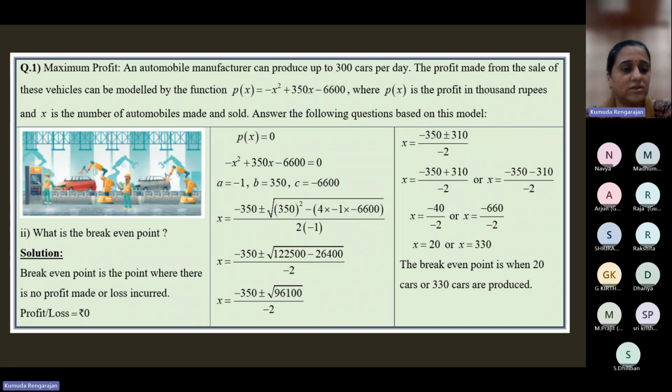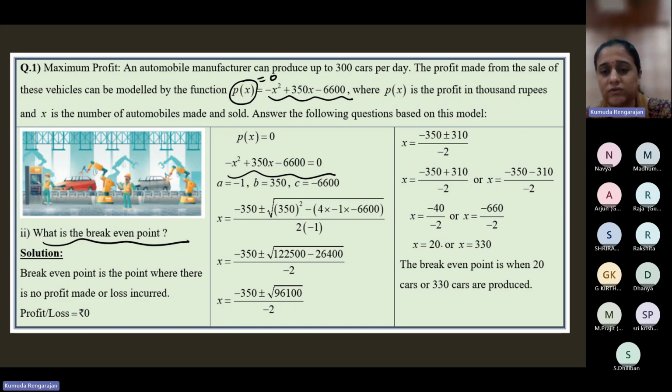So the second question was, what is the break-even point? Break-even point is when this one is 0. When this one is 0, the profit is 0. This one is 0 meaning you'll have to solve the quadratic equation, find the two values of x. I've used the quadratic formula. From these values, you understand that the parabola cuts the x-axis at 20 and 330. So the break-even point is 20 cars or 330 cars. When the company produces 20 cars or 330 cars, no profit, no loss.